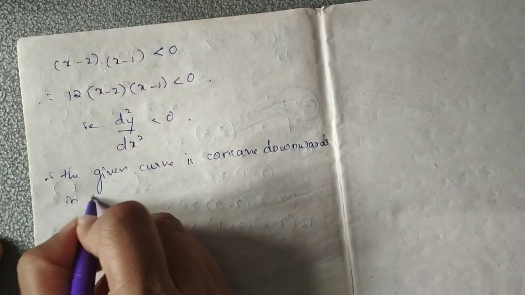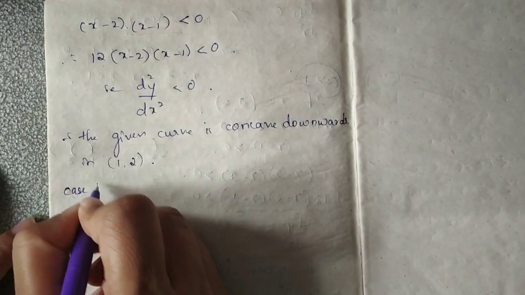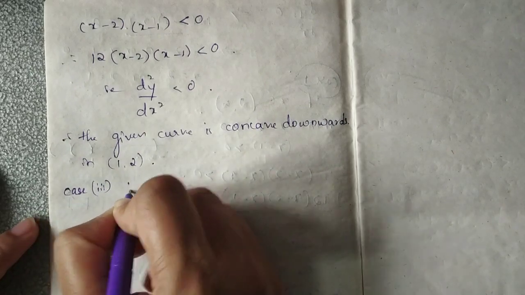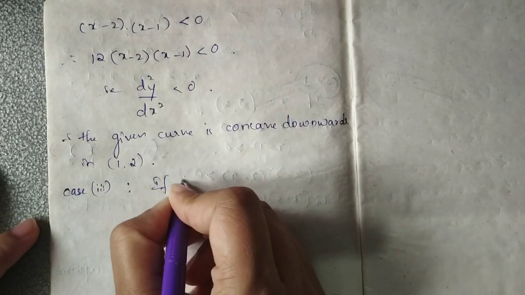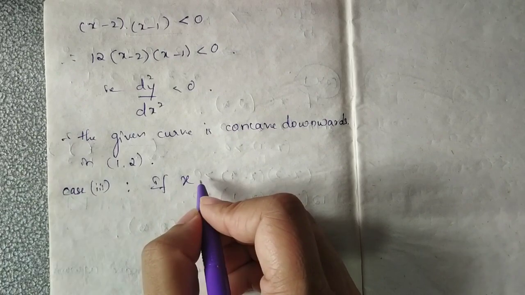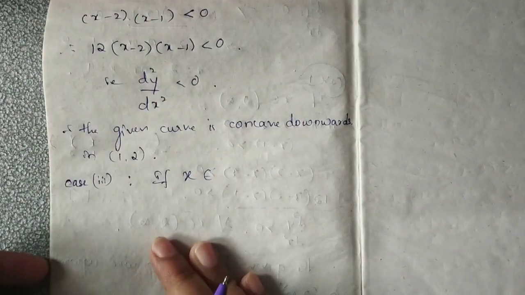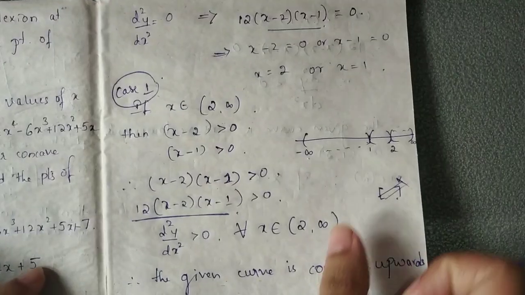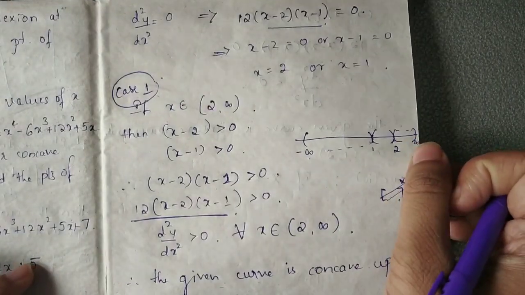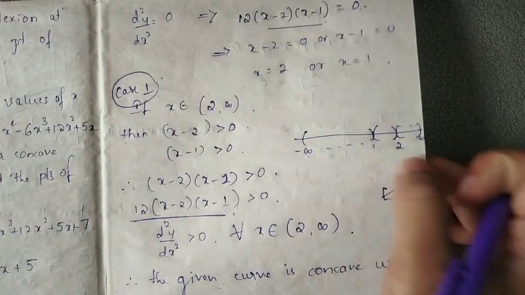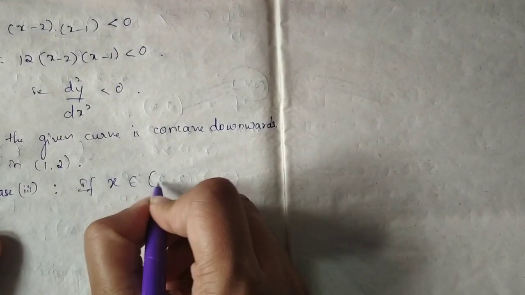Okay, in the particular interval 1 to 2. Again, last case, case 3. If the given variable x belongs to the interval, what do we have left? 1 to 2 is over, 2 to infinity is over, we are left with minus infinity to 1.